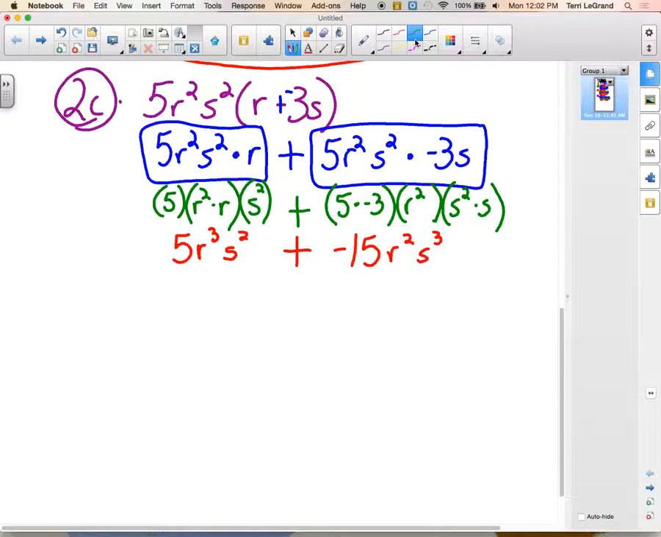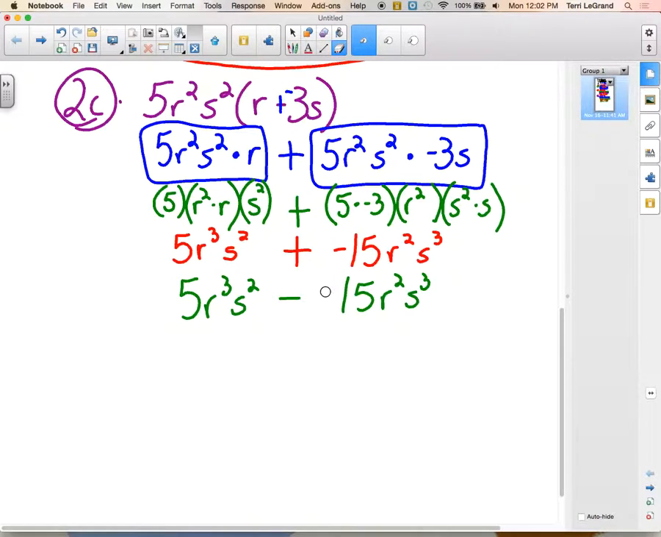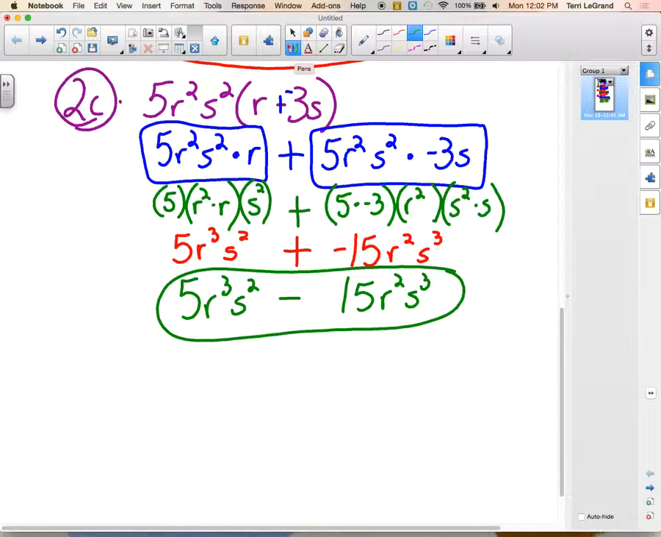Isaac? Can we add them? Did we just talk about that? Can we add them together? Cameron? Change the plus to a minus. So just change the plus to a minus. That's all I got to do. Get rid of the negative sign. Yeah, this also has to change to its opposite, doesn't it? We don't want that there. We got to get rid of that. The opposite of negative 15r squared s cubed is positive 15r squared s cubed. And now we have our answer cleaned up.